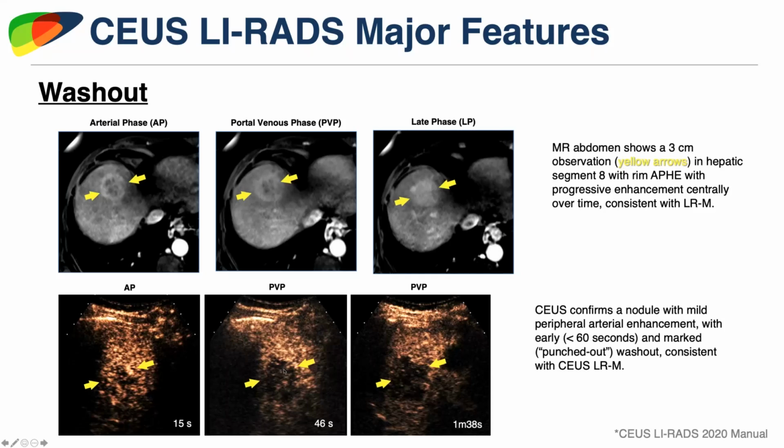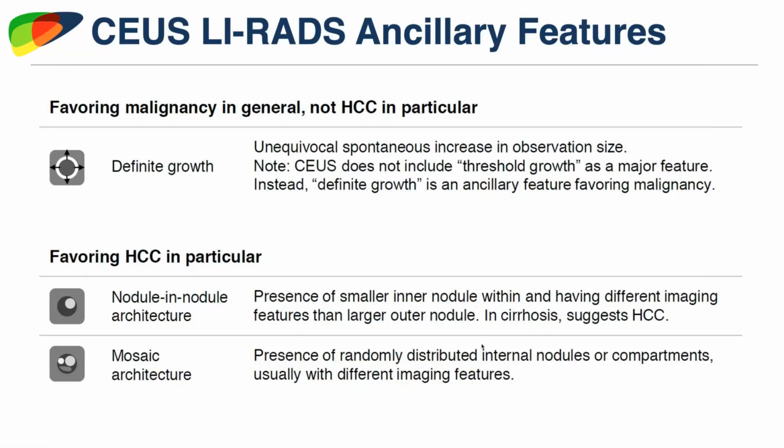This is that same case I showed you earlier, just showing that this washout was identified within 46 seconds and became marked, or almost devoid of contrast, or punched out, in less than 2 minutes. So this is early and marked washout in this patient with intrahepatic cholangiocarcinoma.